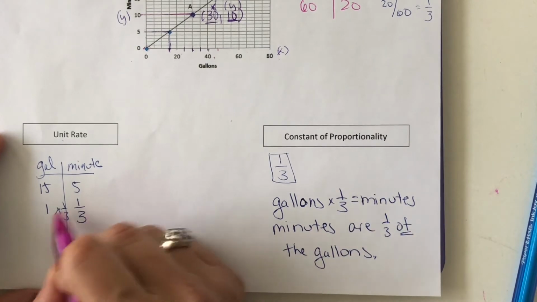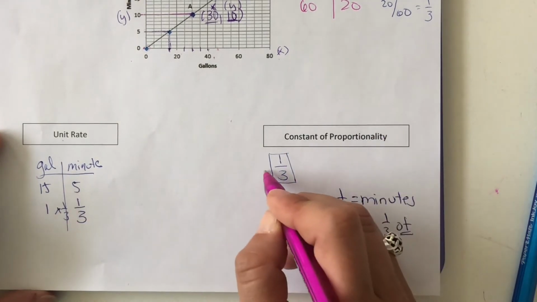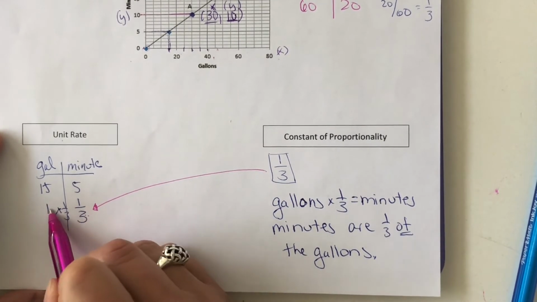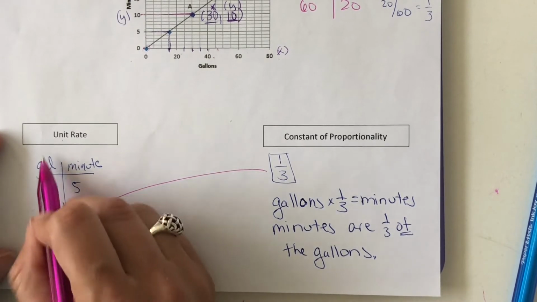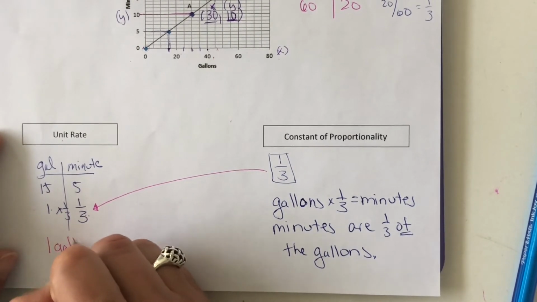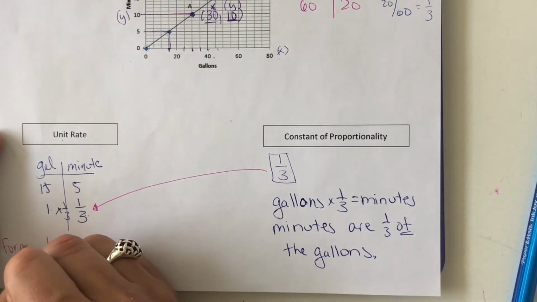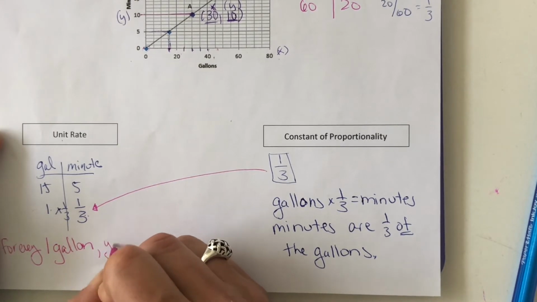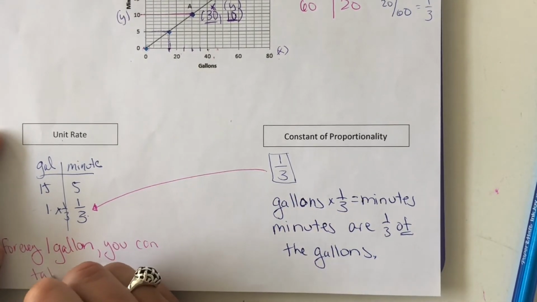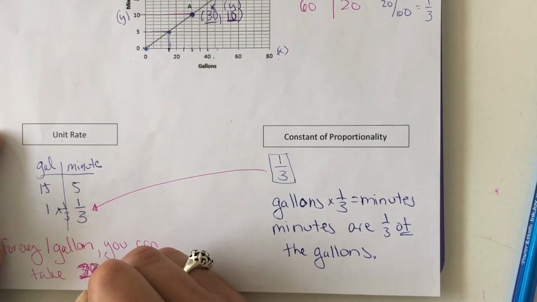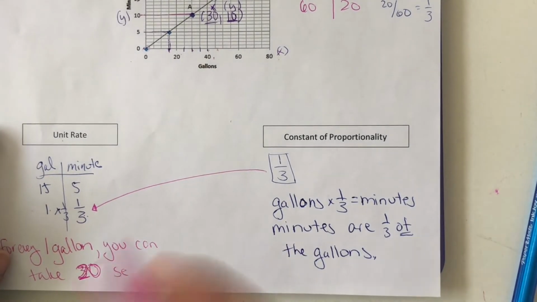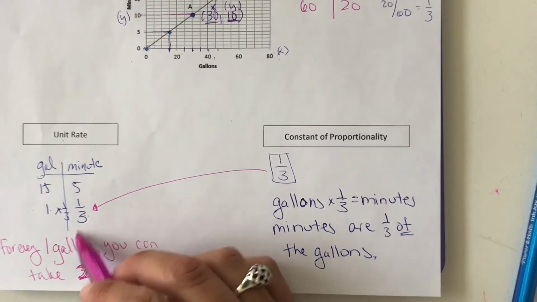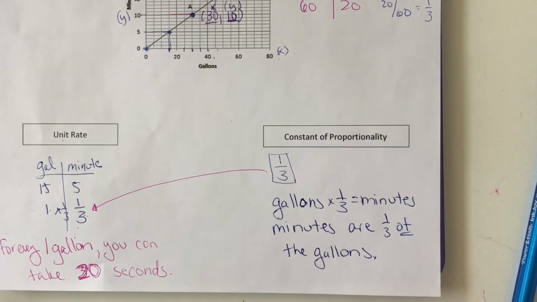Again, this makes sense because if we're multiplying everything by 1/3, then 1 times 1/3 is 1/3. This is the constant of proportionality. It's also the unit rate, which means the output when the input is 1. And so what this means is for every 1 gallon, you can take 20 seconds of a shower, which is 1/3 of a minute. So for every 1 gallon, you're taking up 1/3 of a minute of a shower.